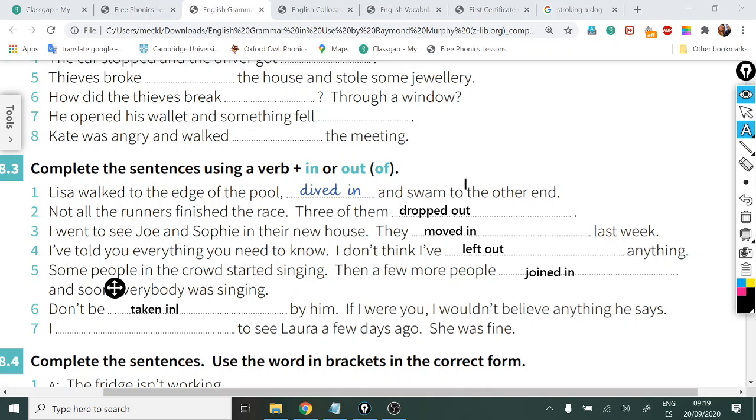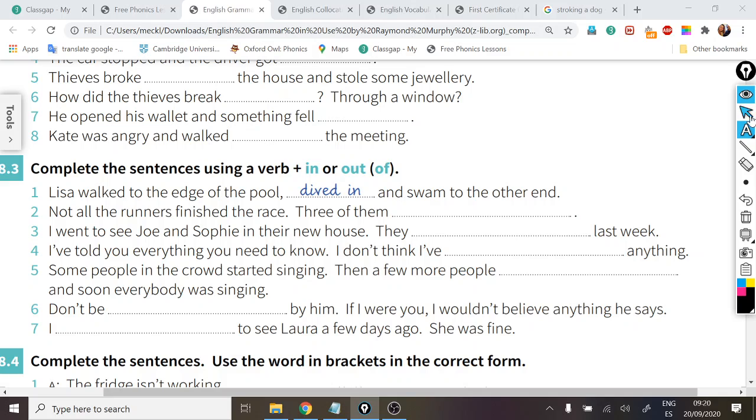So with the passive, let me type it here, passive, we use the verb to be in any form, present, past, whatever you like, plus the past participle. And of course, since this is a phrasal verb, we need the preposition as well. So don't be taken in. Number 7, I dropped in. So I dropped in to see Laura a few days ago. She was fine. So dropped in means I went to Laura's without calling her before. Okay. Good job.